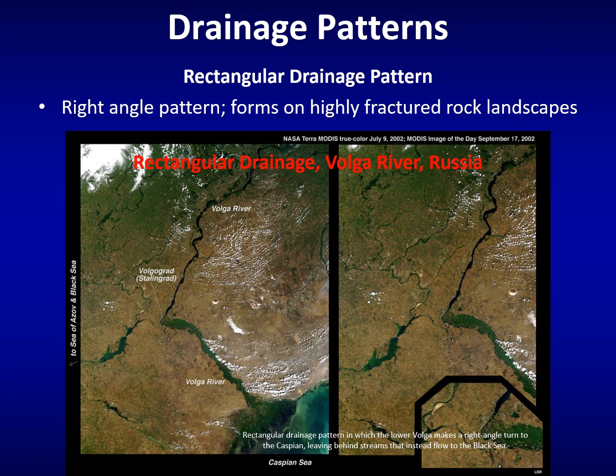And here's a rectangular drainage pattern forming because of highly fractured rock landscapes. You'll see the Volga River here kind of coming and taking a right turn and going another direction based on the rocks. So, very interesting drainage pattern there for rectangular.